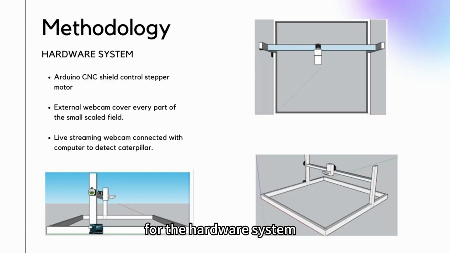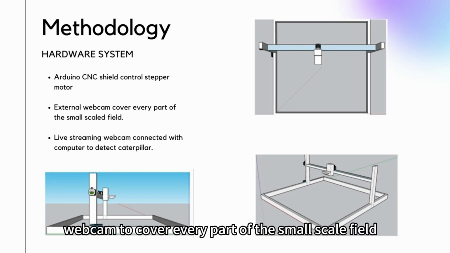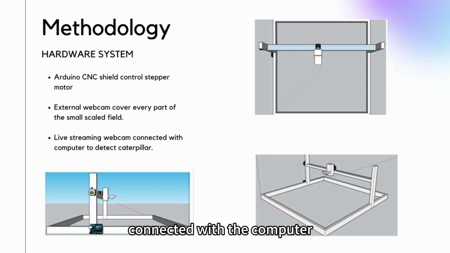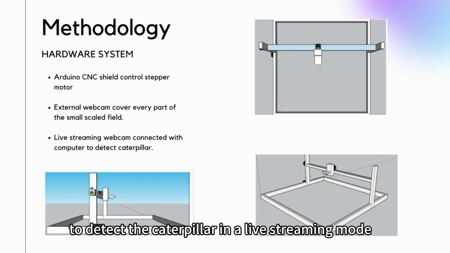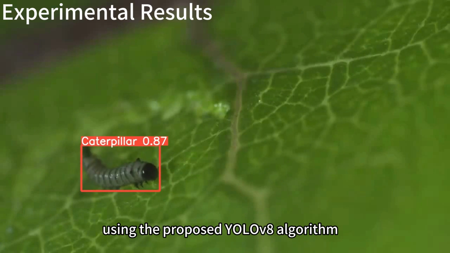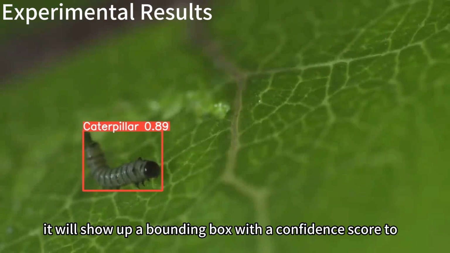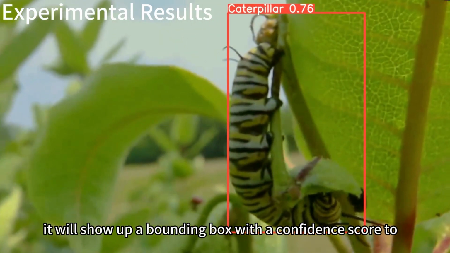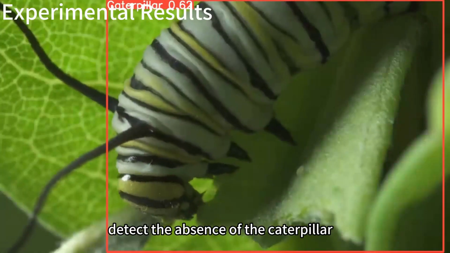For the hardware system, I plan to use an Arduino CNC shield to control the stepper motor, and this will let the external webcam cover every part of the small-scale field, and the webcam will be connected with the computer to detect the caterpillar in a live streaming mode. Currently, the project has completed the detection of caterpillars using the proposed YOLO V8 algorithm. It will show a bounding box with a confidence score to detect the presence or absence of the caterpillar.